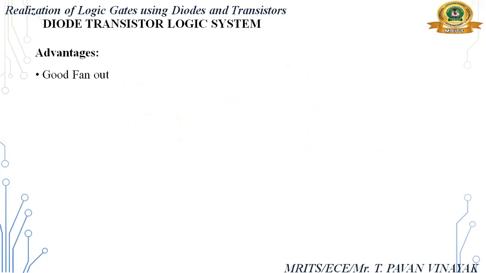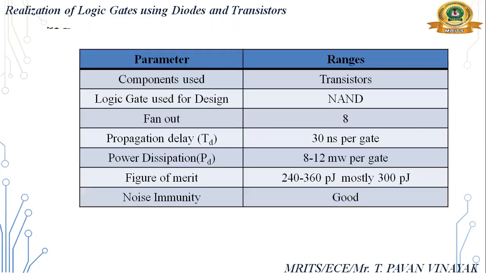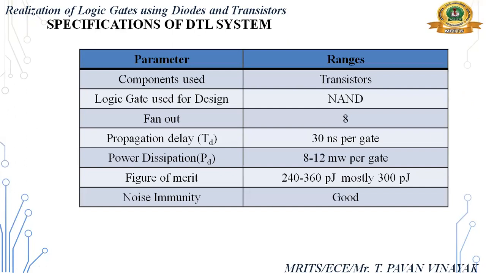Next, advantages: good fan out, good noise margin. Disadvantage is low speed. So these are the parameters of DTL. Common gate we used is NAND. Fan out is 8. Propagation delay is 30 nanoseconds. Power dissipation is 8 to 12 milliwatts. Figure of merit is mostly 300 picojoules. Noise immunity is good.